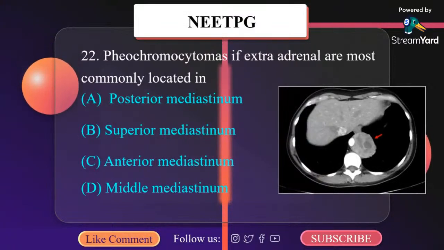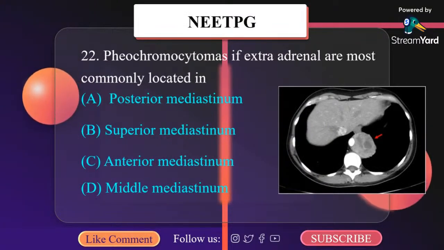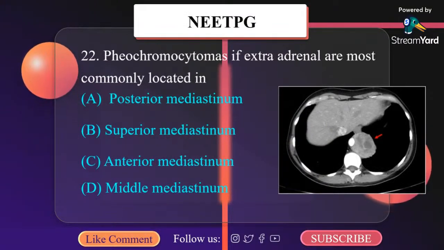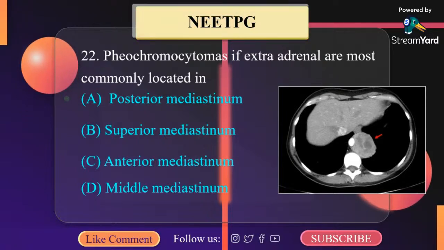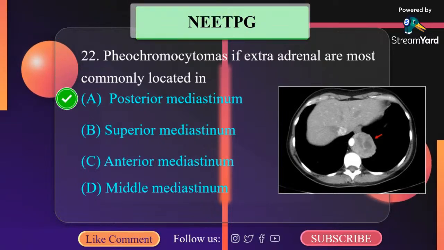Pheochromocytoma extra-adrenal are most commonly located in A. Posterior mediastinum, B. Superior mediastinum, C. Anterior mediastinum, and D. Middle mediastinum. It is usually the posterior mediastinum where the pheochromocytomas are present. So the correct answer here is A.